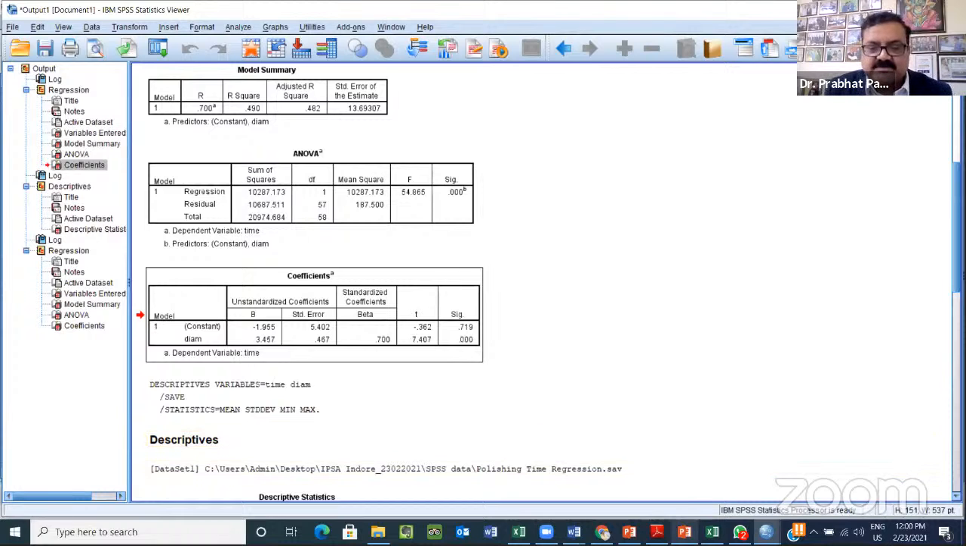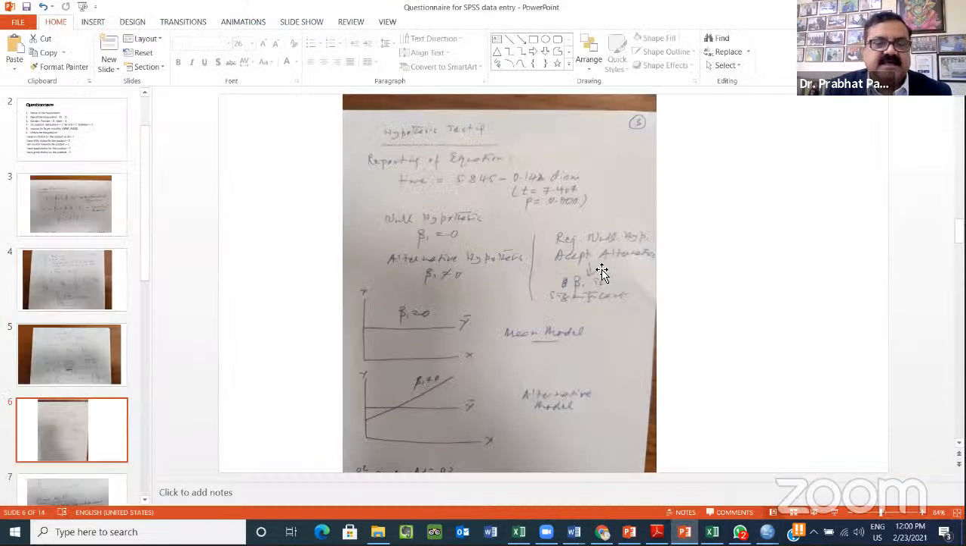So let's go back to this one slide to look at the hypothesis testing. Your null hypothesis is beta equal to 0. That means beta has no validity. You cannot trust this beta. If you change the sample, you may get a different beta, right? So this result is invalid. The alternative is beta not equal to 0. Not equal to 0 means, yes, it is significant. It is different from 0.